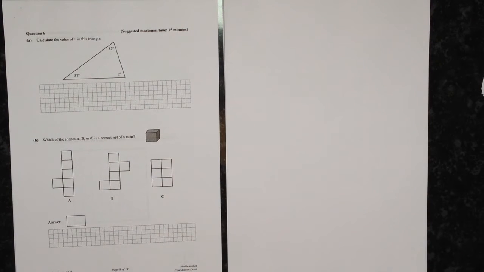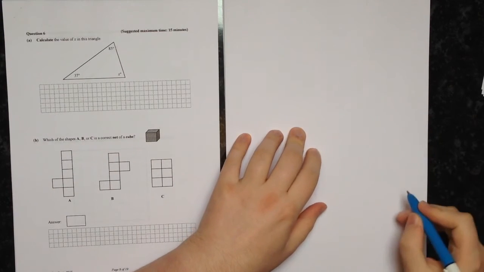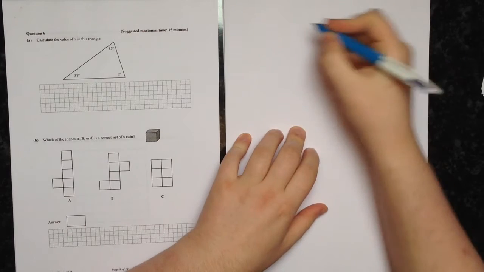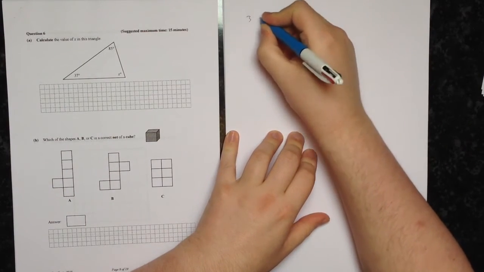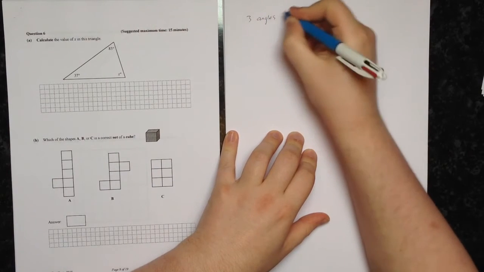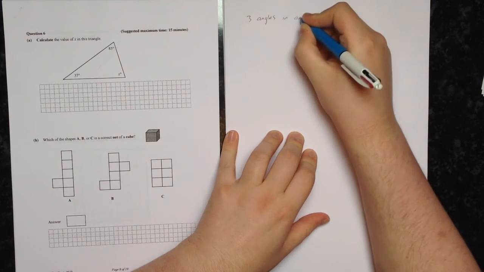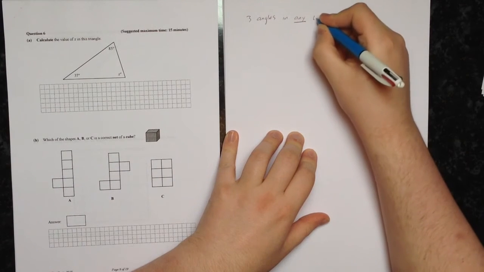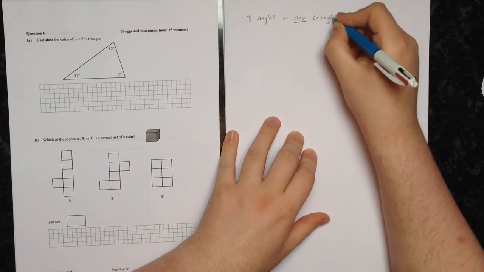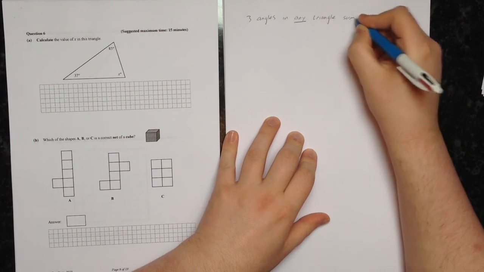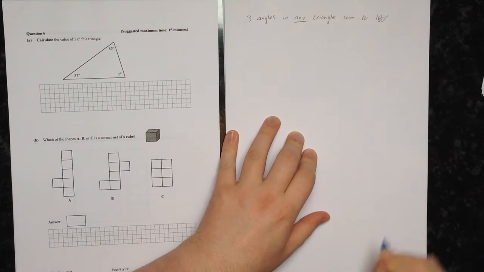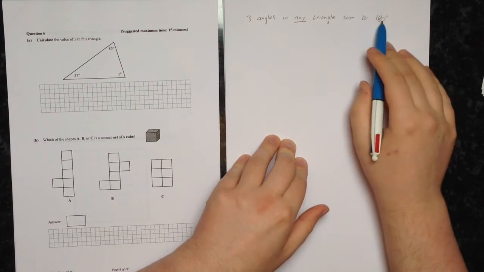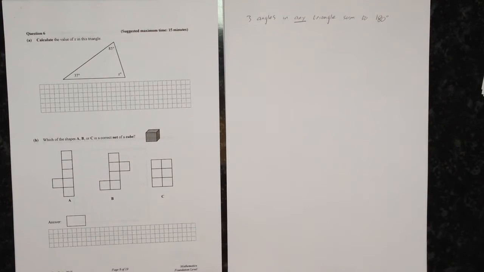Question 6. Calculate the value of x in this triangle. To do this, we first need a bit of background knowledge, which is something that you need to know when going into the exam, and that is that the three angles in a triangle, and that's in any triangle, sum to 180 degrees. So when you add up the three angles in any triangle, you'll get 180 degrees.